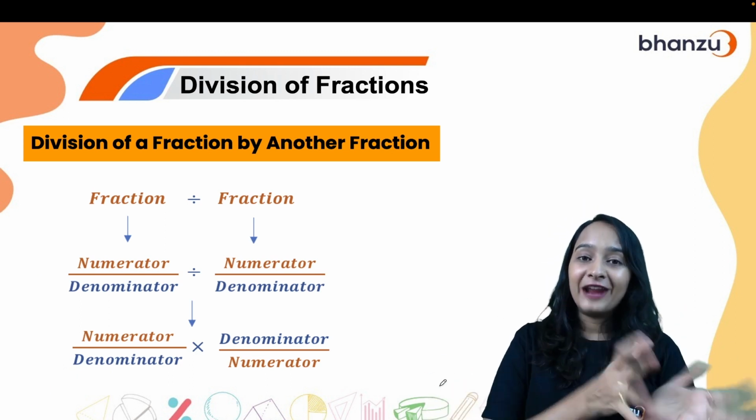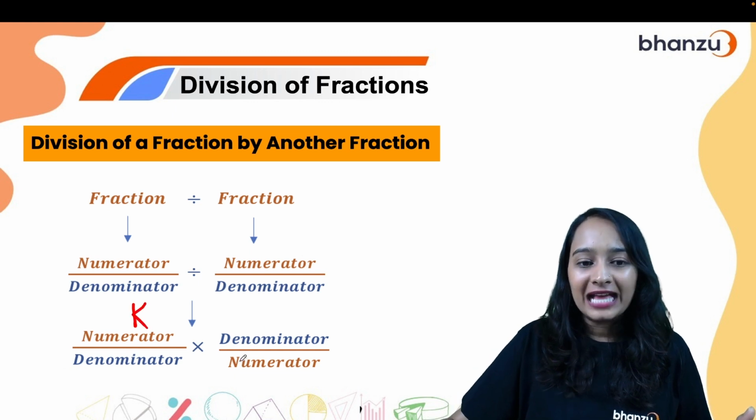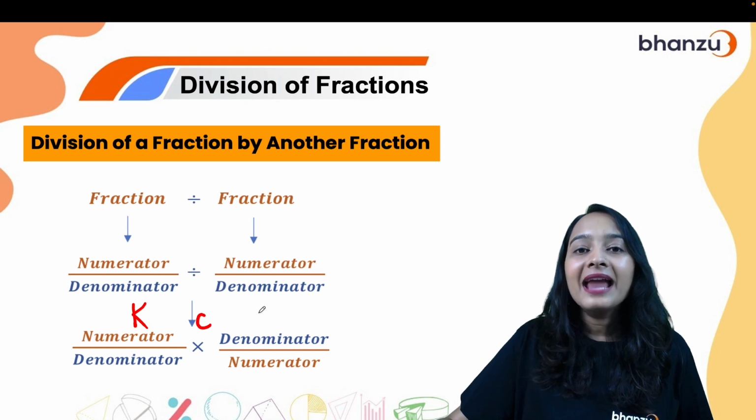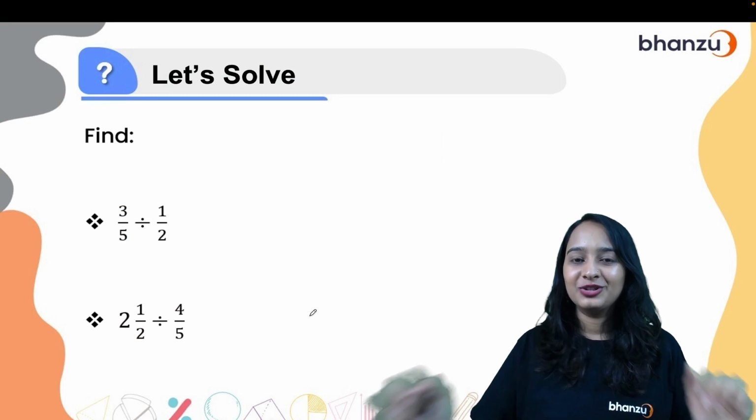How do you divide a fraction by a fraction? The funda is the same. Keep the first fraction as it is. Change your division symbol to multiplication symbol and reciprocate. Flip the second fraction. Let's do a question here.